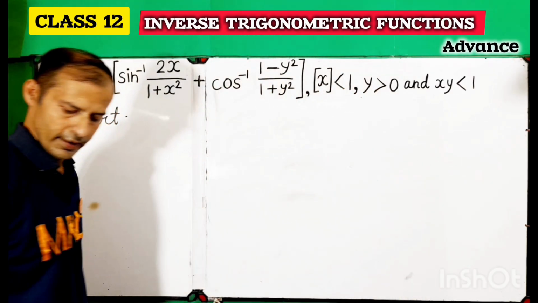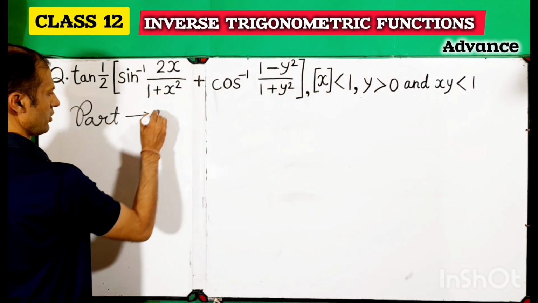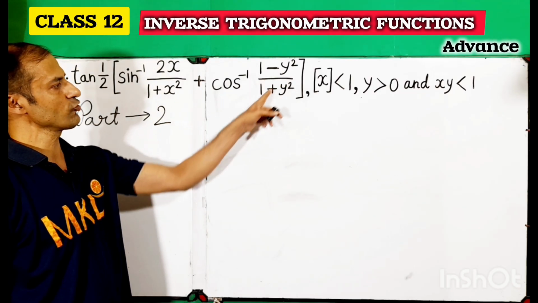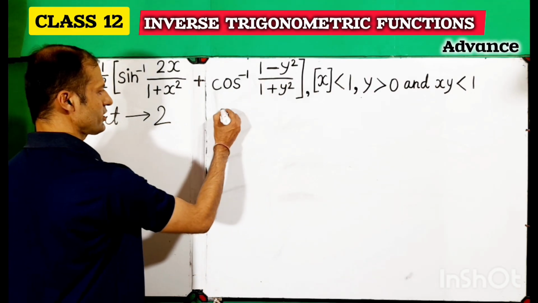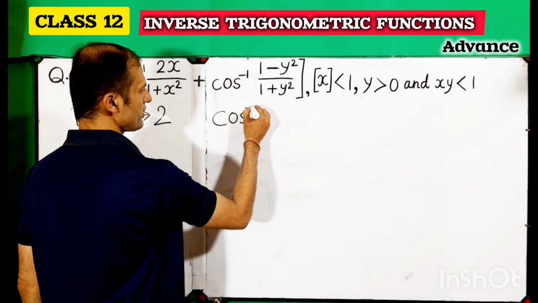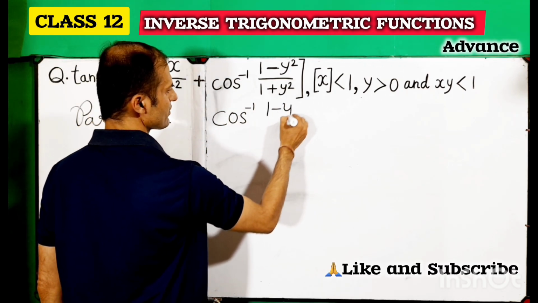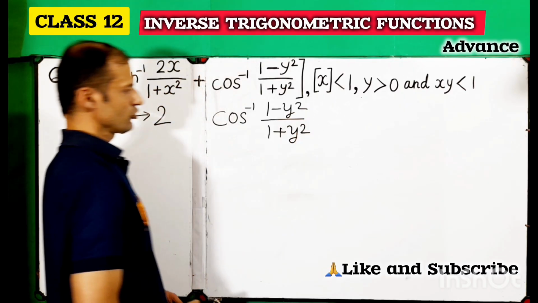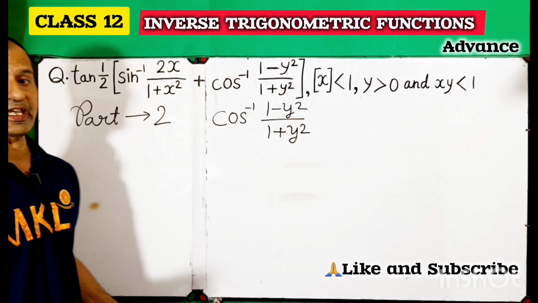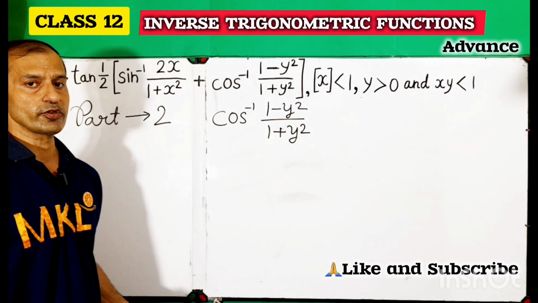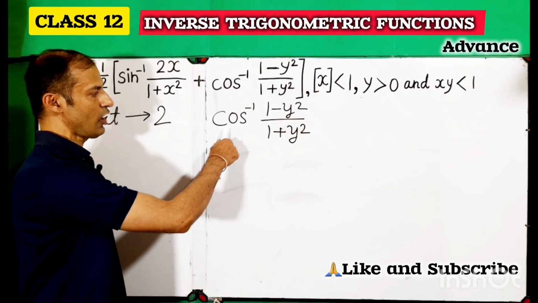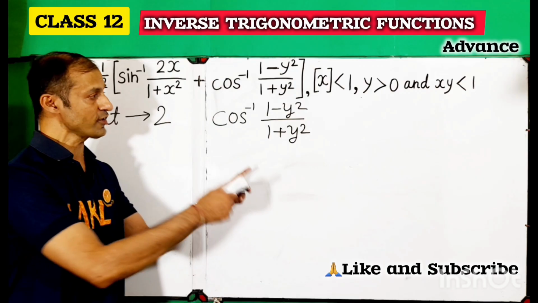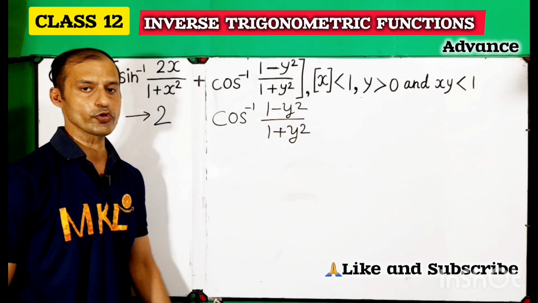Now we'll use the second part. Part second is given: cos inverse of 1 minus y square upon 1 plus y square. Okay students, cos inverse 1 minus y square upon 1 plus y square. So students, if you look carefully again, what will you notice? You will notice that if there is cos outside, we'll have to create a formula in the form of cos inside as well. So what we'll do, students?